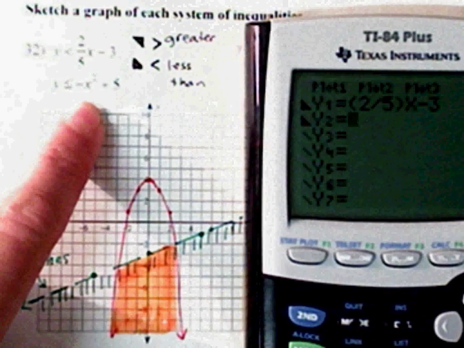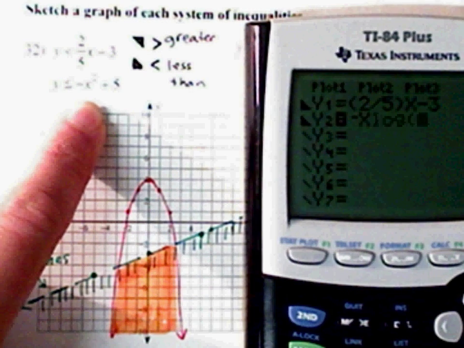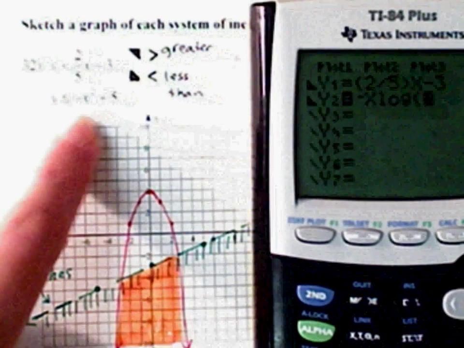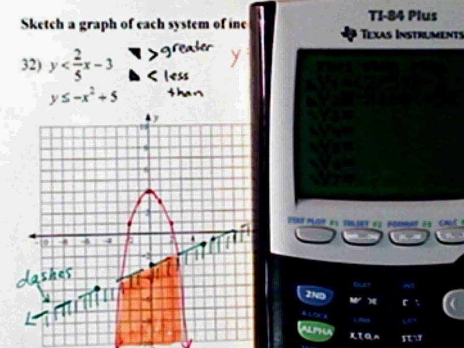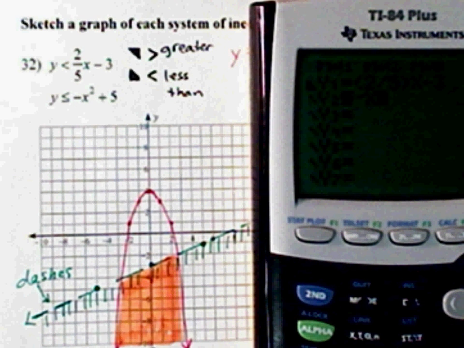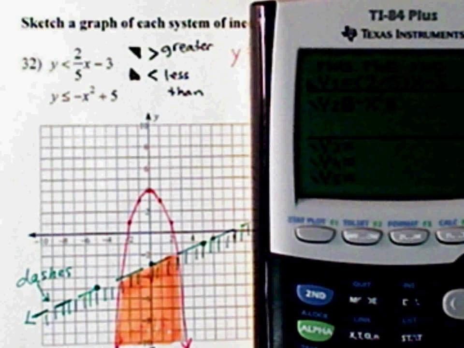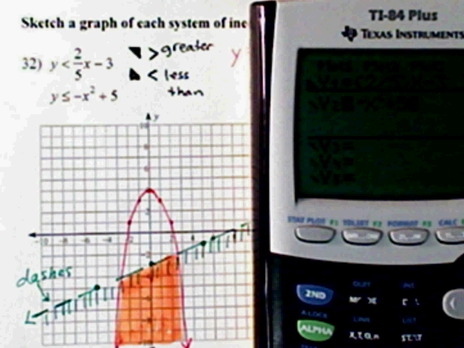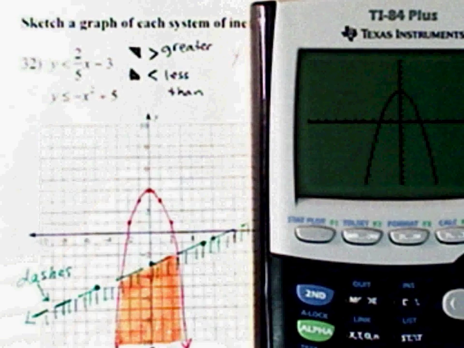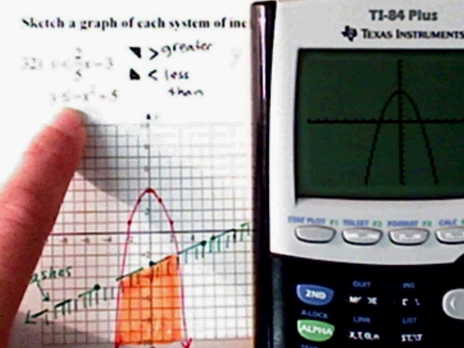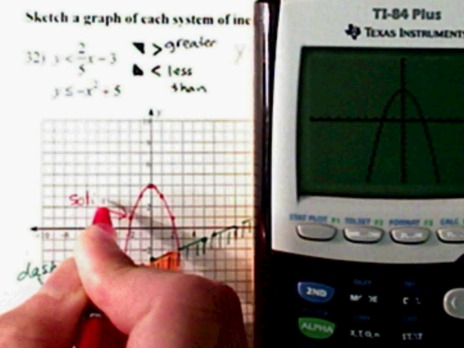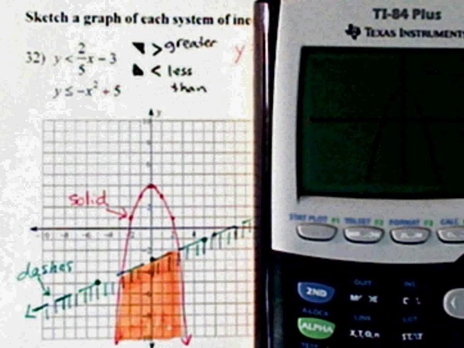Type -x squared. Your square button is right here, okay? +5, just like that. Let me try this again, okay? -x square +5. Some of you might have to right click and now hit graph, and it's going to graph for you. And that's my red graph right here. Notice how there's an equal underneath it, so this one here will be solid, okay? Solid means there's no break.